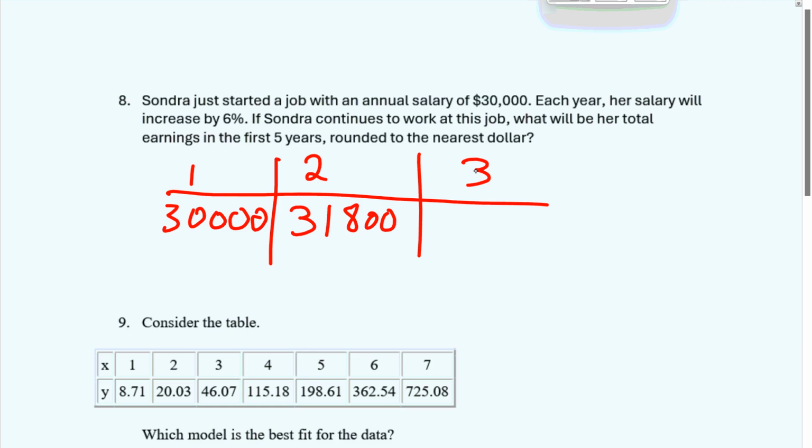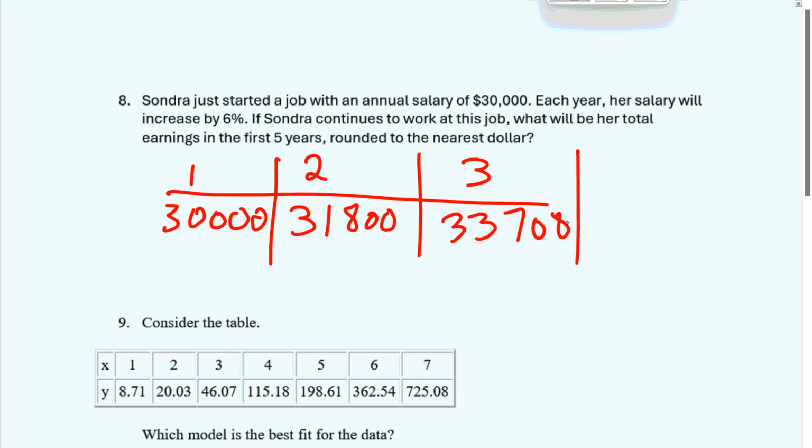Okay. Now the next year, she's going to make 6% of that last year's total, right? So we got to times that by 0.06 and then add it back to this total. It's kind of like that air balloon problem that you did on McGraw-Hill. So we'll times that by 0.06 and then add that to this original total. So that increase of 6% is 1,908, but then I got to add it to my year 2 total, 31,800. So that's 33,708.